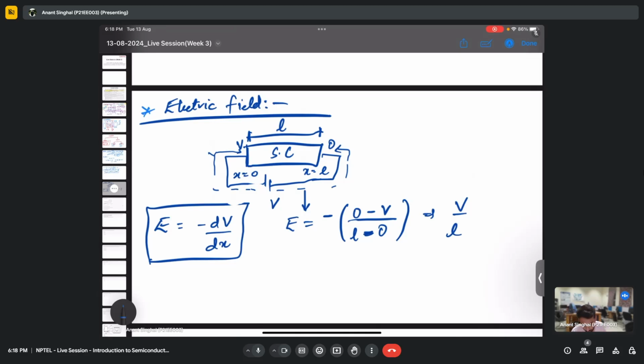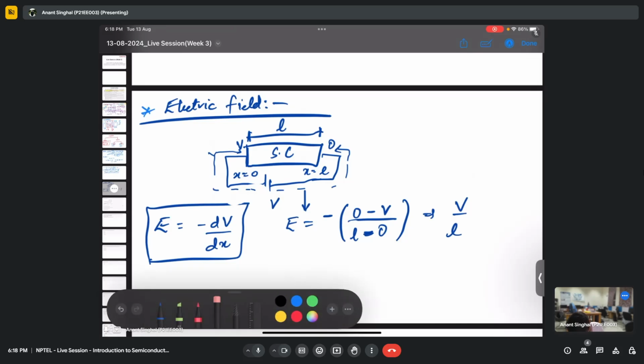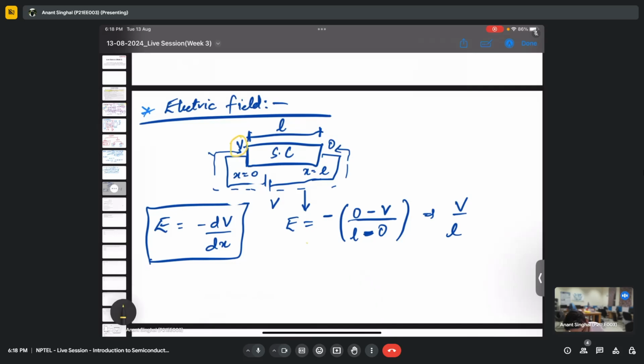And electric field is always directed from high voltage to low voltage. This is what we need to consider: if we have a V voltage here, which is some positive voltage, and a ground here, then the electric field is always from higher voltage to lower voltage. So this will be the direction of the electric field.